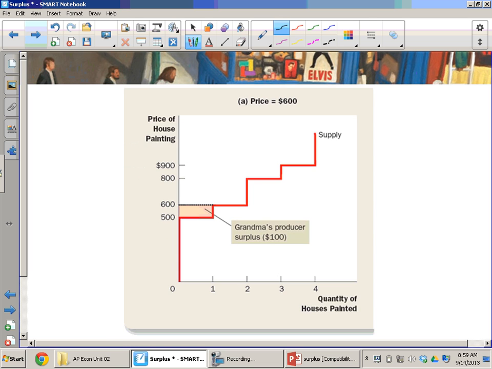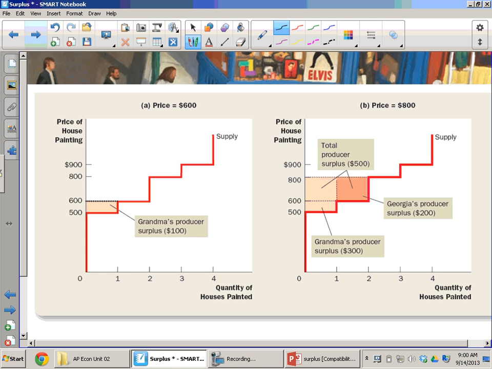Okay, so what's the next step here? Producer surplus. As I said before, it costs Grandma $500 to paint the house. Well, suppose the price in the market that was being offered to people painting houses was $600. Now, although Grandma was willing to paint the house for only $500, although that's her cost, the buyers in the market don't necessarily know that. So everybody in the market pays the same price. So she's going to receive $600 for painting the house even though her cost was only $500. The difference between them, we would call producer surplus. So that's a little bit of additional money, or revenue, that was returned to her above and beyond the cost.